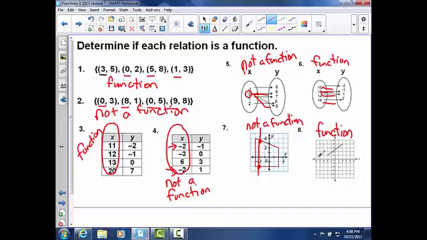Okay. So now you're supposed to do the activity function, not a function on your calculator. Function, not a function for the calculator is an assignment that will be turned in for a grade.